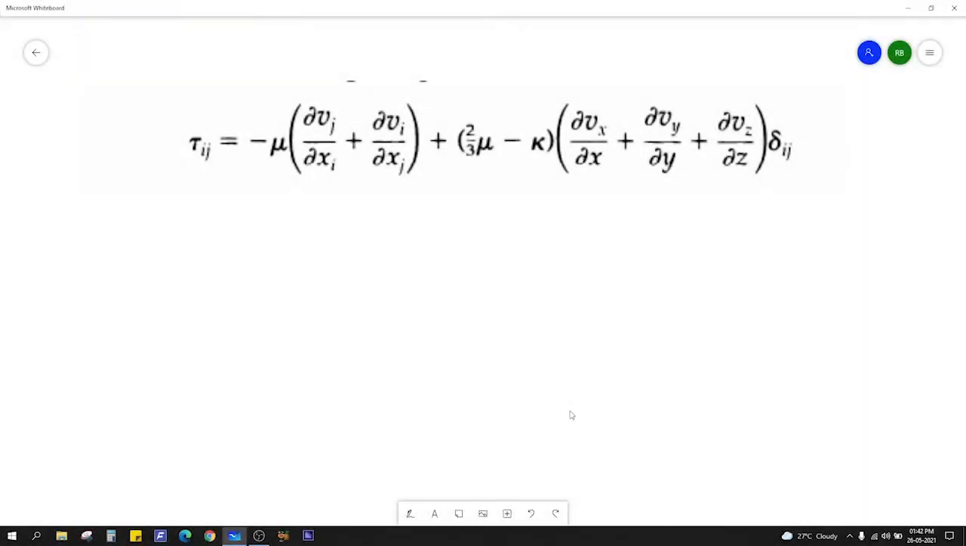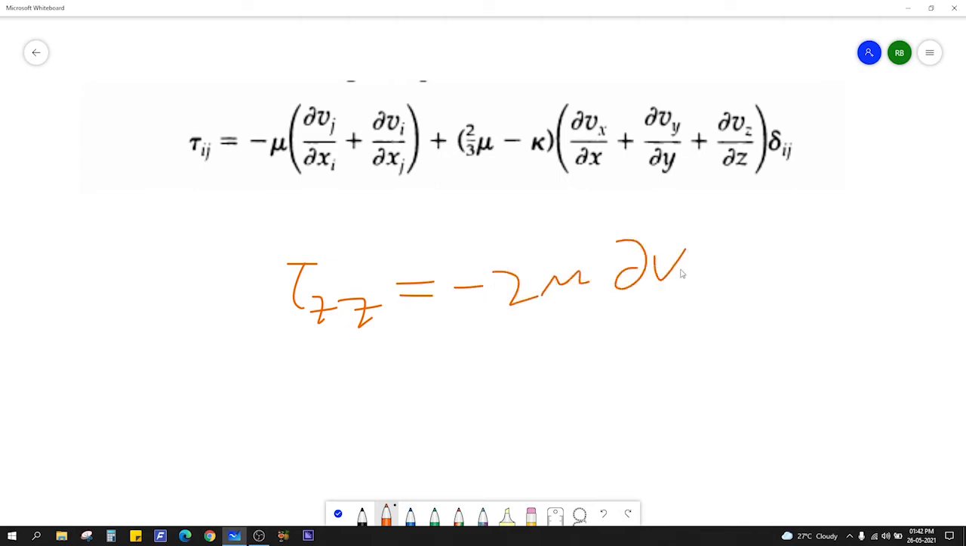So in the last class, we had a confusion about why this tau zz was minus 2 mu dou vz by dou x, right? So how does this 2 factor come here? Okay, so let me clear this, how this 2 has come.